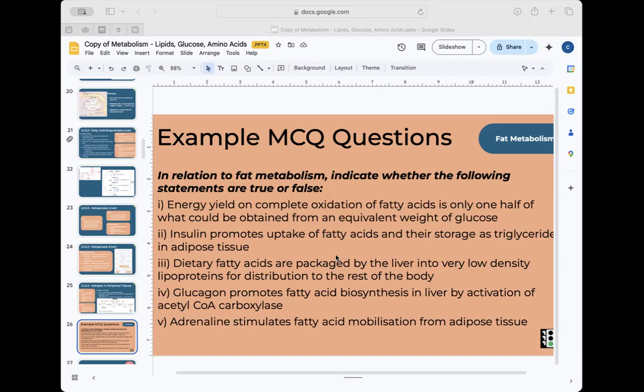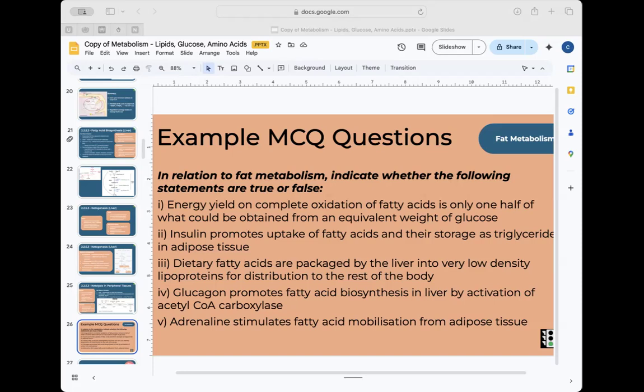The next one is about insulin promoting the uptake of fatty acids and their storage as triglycerides in adipose tissue. Have we got true? Yeah, absolutely. Well done. That's true. Insulin activates lipoprotein lipase in capillaries, and that promotes the uptake of fatty acids into adipocytes. It also stimulates TAG synthesis and inhibits hormone-sensitive lipase to prevent fat breakdown.